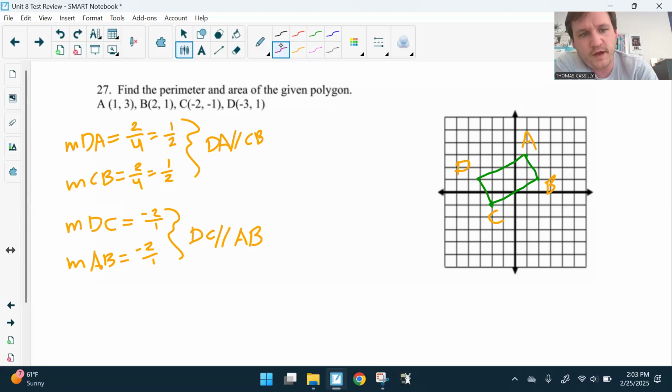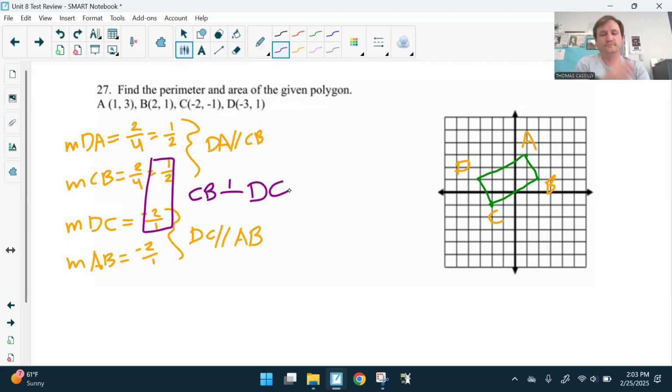I write opposite sides are parallel, but if I look at these two, those are opposite reciprocals. So I can say CB is perpendicular to DC. So I need to figure out the length of DC and the length of CB. I need to multiply them together. That'll give me the area. So let's do that one real quick.